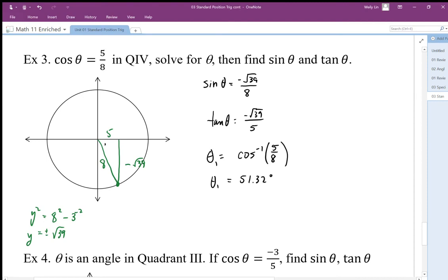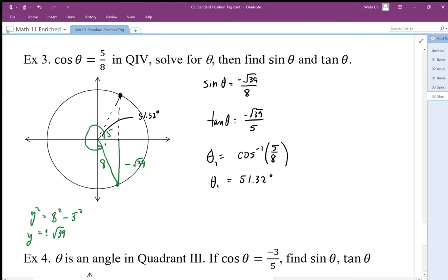The problem is 51.32 degrees. Remember, this is all about position. Where's the position? What point does that locate? Well, unfortunately, it's not locating the right point because it's in quadrant 1. It's locating that point here. So that angle is 51.32 degrees. That's a quadrant 1 angle. That's not the one I'm looking for. I'm looking for the quadrant 4 angle, which is this angle measured all the way around to here.